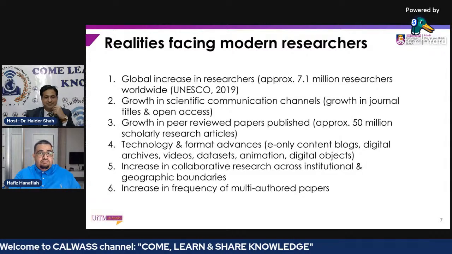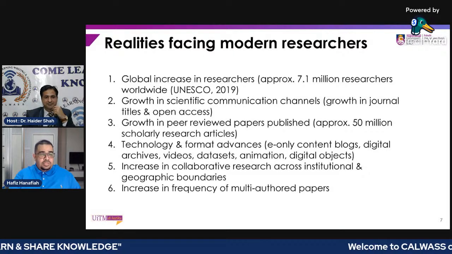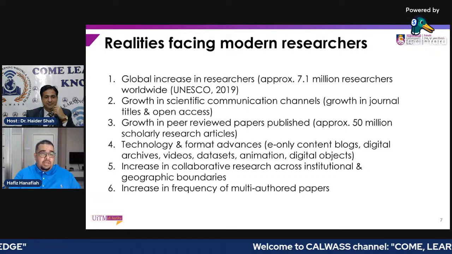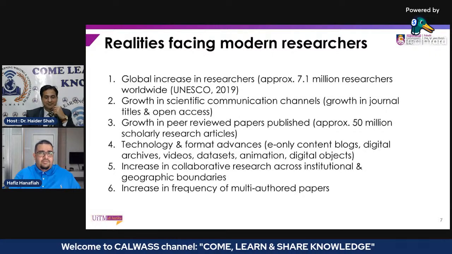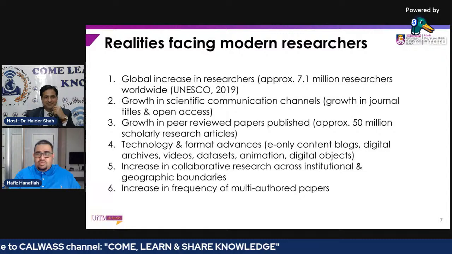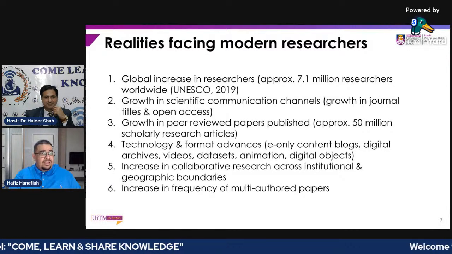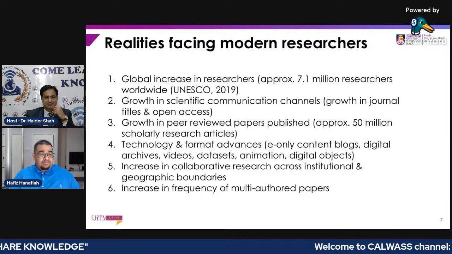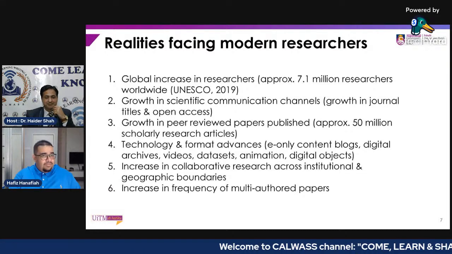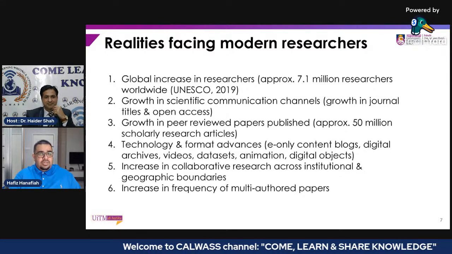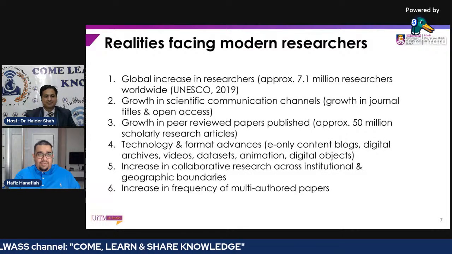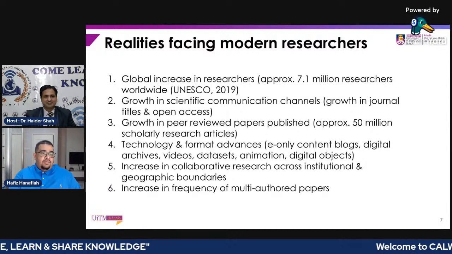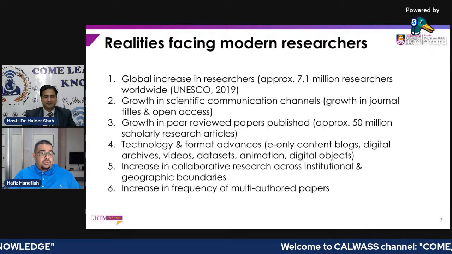Yeah, and the growth in the scientific communication channels, you can see. When I did my master's, there were quite a handful of tourism journals, but now we have more than 200, 300 journals in tourism specifically, and half of them are indexed by Scopus. So the opportunity is getting bigger, but again, you need to understand that it is very competitive because the number of research publications has also increased.